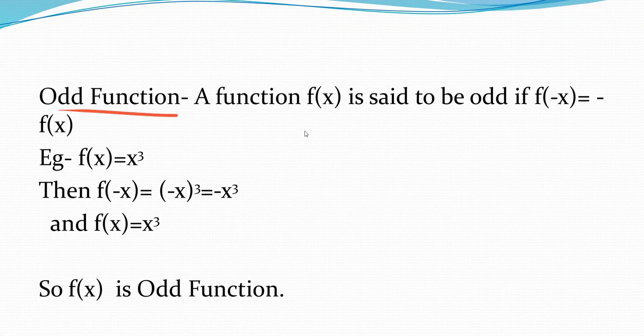Now what is an odd function? A function f(x) is said to be odd if f(-x) is minus times f(x), that is, if we replace x by -x, then a minus sign comes out as a whole. Taking an example, when f(x) is equal to x cube, replacing x by -x, we get (-x) whole cube, that is -x cube. But f(x) was x cube, so we get f(-x) as negative of f(x), so f(x) is an odd function.